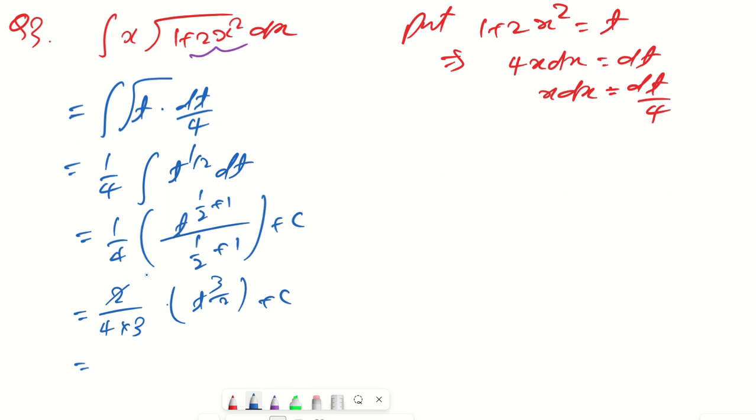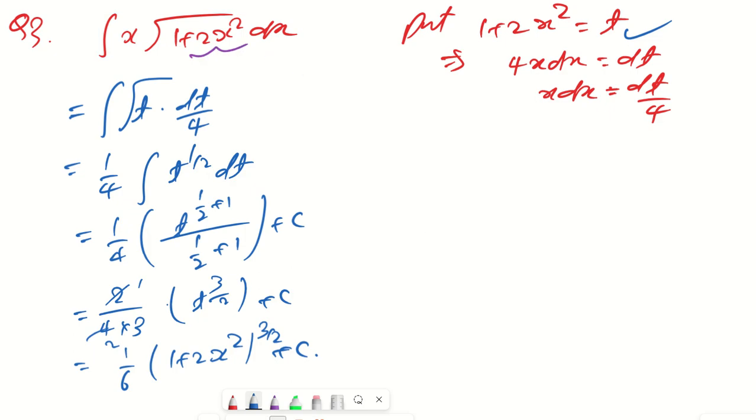That can become 2 1 are 2, 2 2 are 4, so 1 by 6, and t to the power 3 by 2. So we will replace t by 1 plus 2x square. So 1 plus 2x square to the power 3 by 2 plus some constant c. So this is the complete answer for the question of integration of x root under 1 plus 2x square dx.